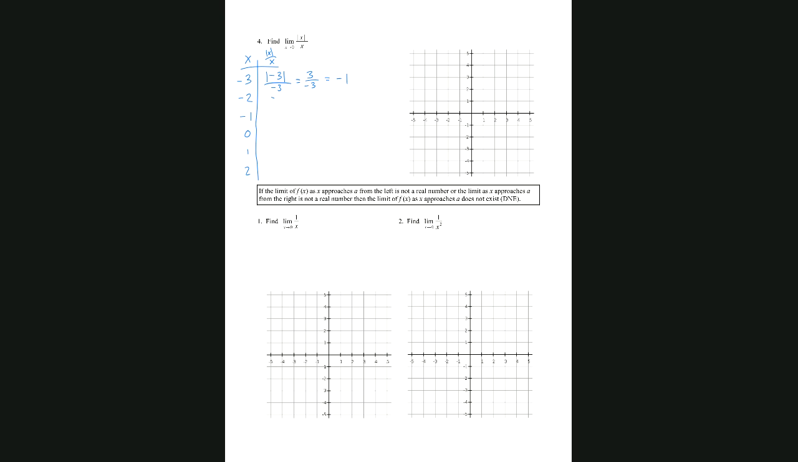I'll do the same for -2. And again, it's -1. There's a pattern here. For every negative value, this function produces a -1 output. But if we plug in 0 here, we get an indeterminate form.